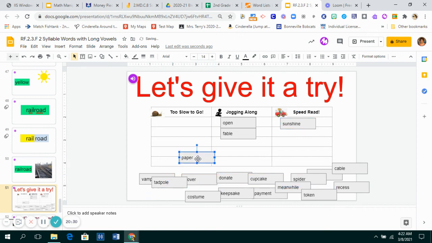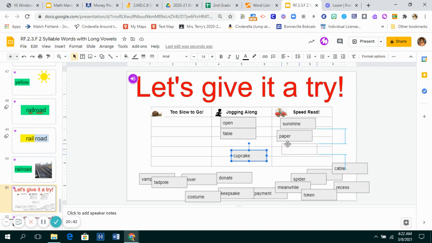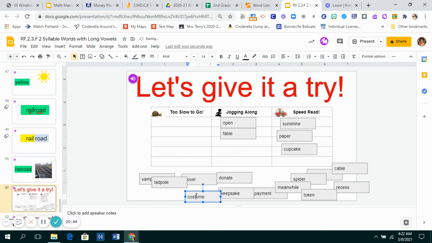Ooh, what's this word? Yeah, paper. How about this word? Did you say cupcake? Me too. That was a fast one. Oh, but look, this one here. Oh, I'm going to have to really stop and think about it.